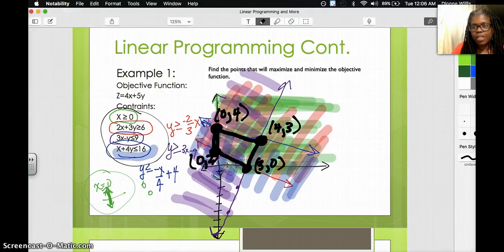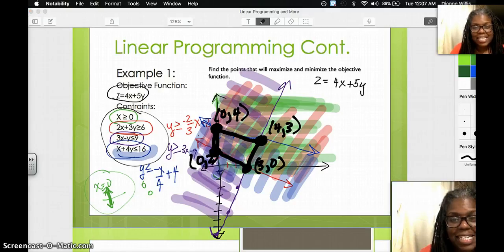So what you would do at this point, let me get a smaller tip pen so I have a little bit of space, is go back to this function and try all of the corner points. The answer that is the greatest will be your maximizing point, and the answer that yields the least value for z would be your minimizing point. In each case, we're using the function z is equal to 4x plus 5y.